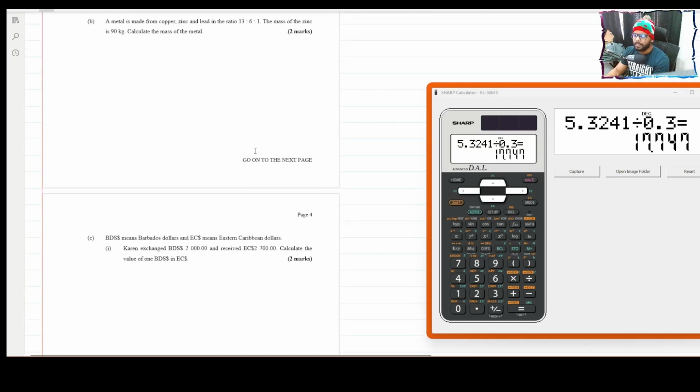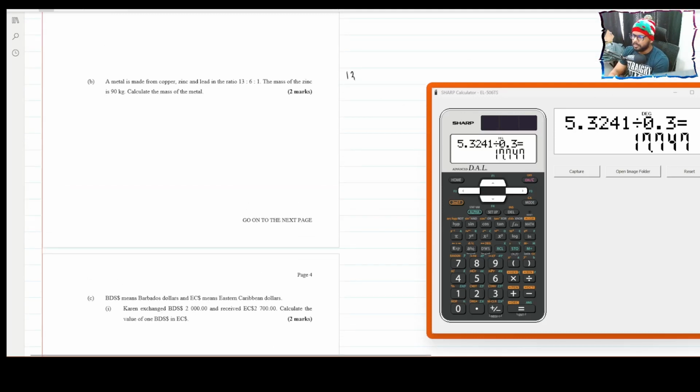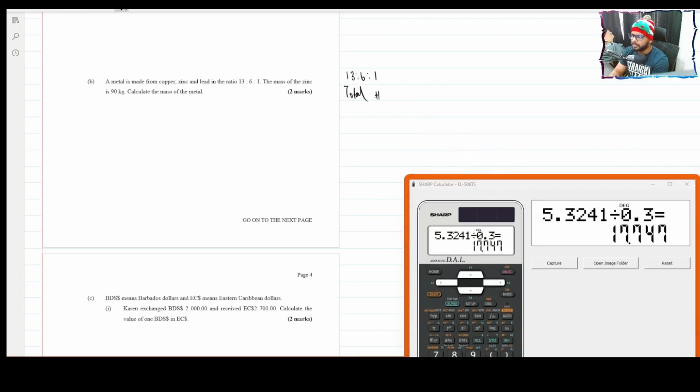Next, a metal is made from copper, zinc, and lead in the ratio 13:6:1. So from the time you hear ratio, the first thing you should think about is calculating the total number of parts. So 13:6:1, my total number of parts is going to be 13 plus 6 plus 1. 13 and 6 is 19. 19 plus 1 is 20.